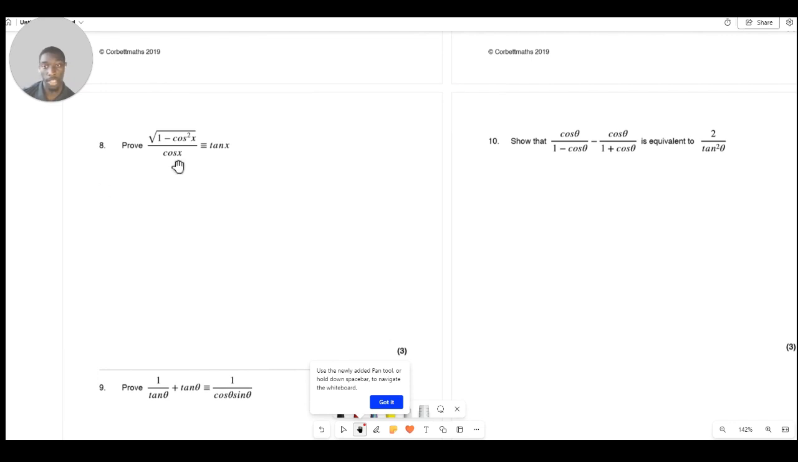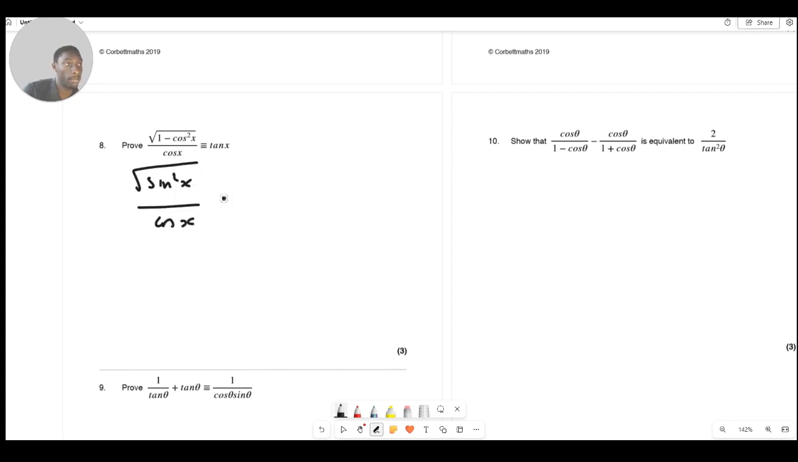Okay, so we have some nice ones here. Okay, so 8. So prove 1 over cos squared x with the square root over cos x is equal to tan x. So clearly, I want to get rid of the square root because on the right hand side there's no square root. So this is going to give me sine squared x with the square root over cos x. And I know if I square root sine squared x, it's going to give me sine x. So sine x over cos x is equal to tan x.